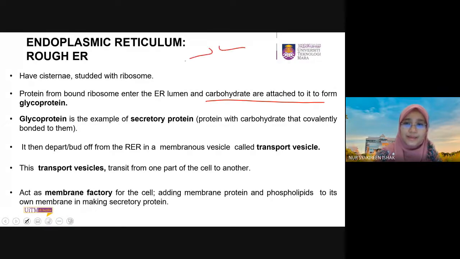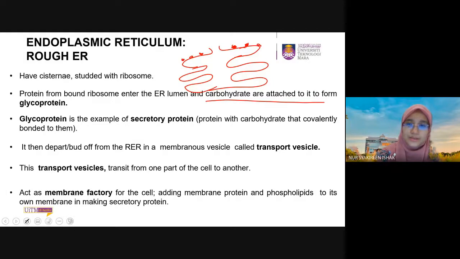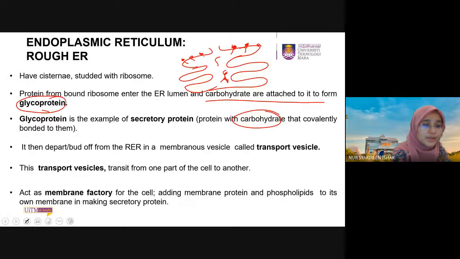Earlier we already had the structure, the cisterna of the rough ER, with ribosomes attached to it. So this ribosome will produce protein. Okay, so the protein will end up in the lumen of the rough ER. In the lumen of the rough ER, it will combine with carbohydrates to form a molecule we call the glycoprotein. So where does this carbohydrate come from? From the smooth ER.